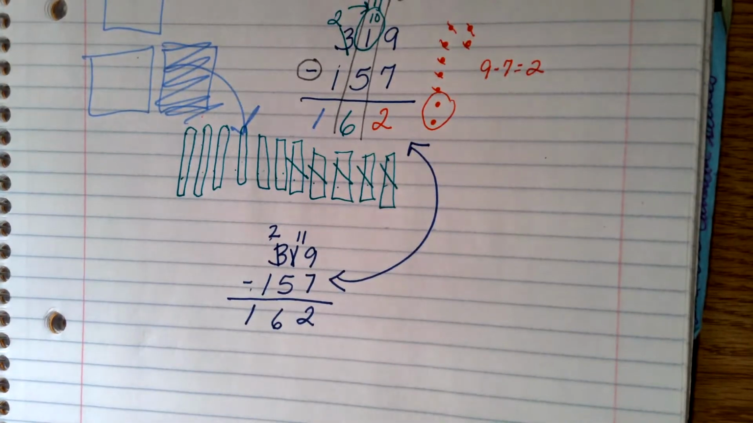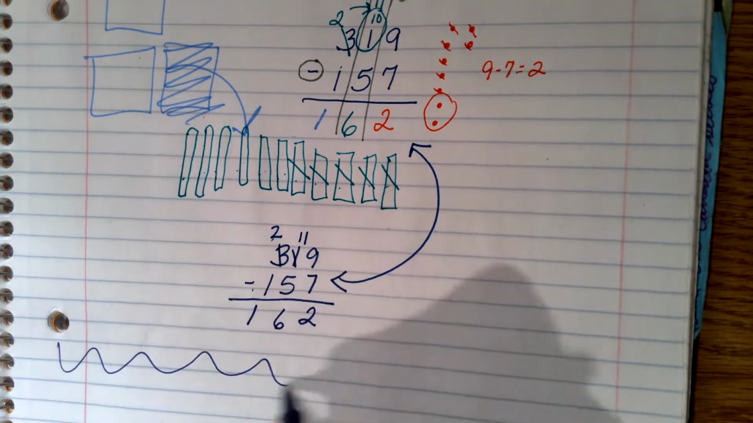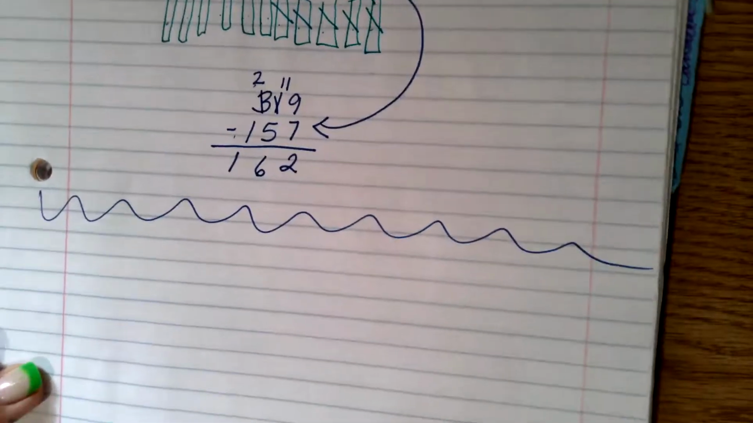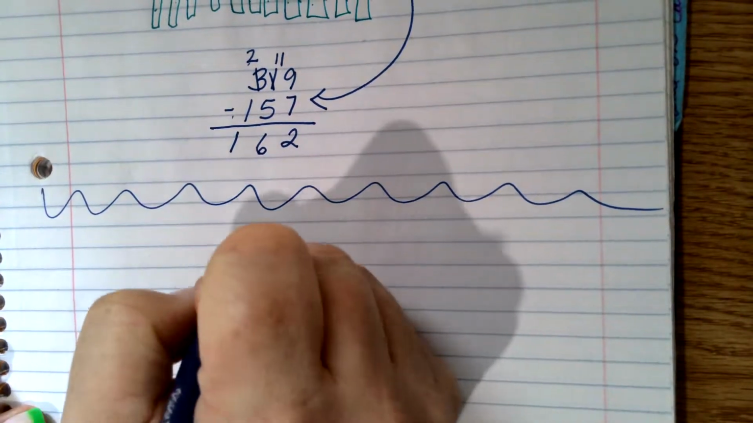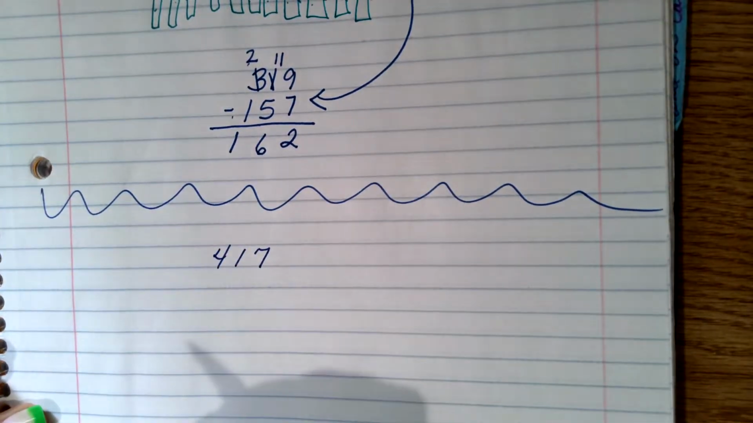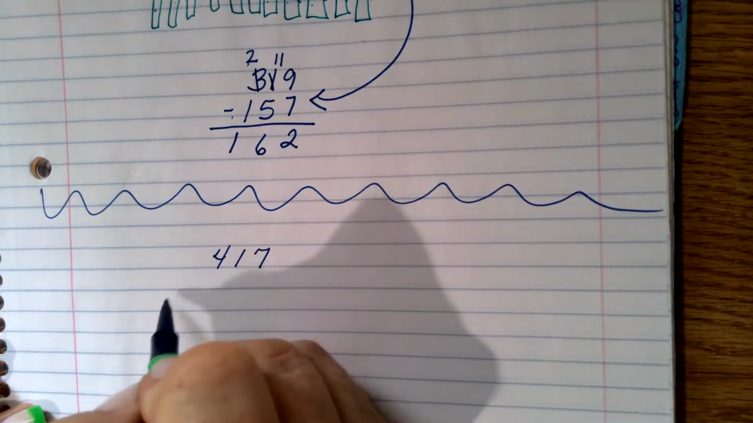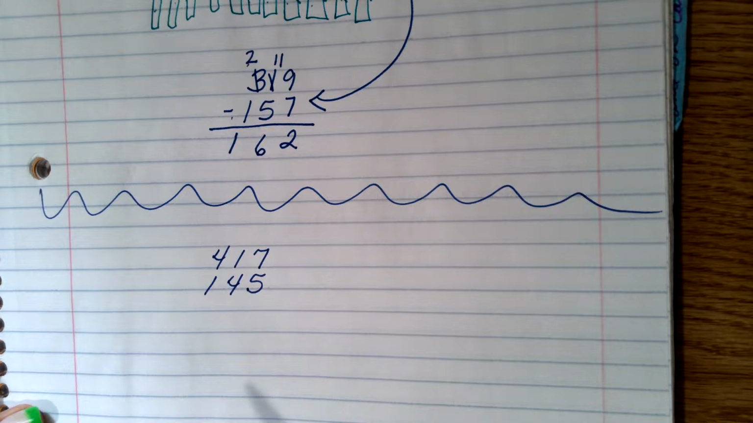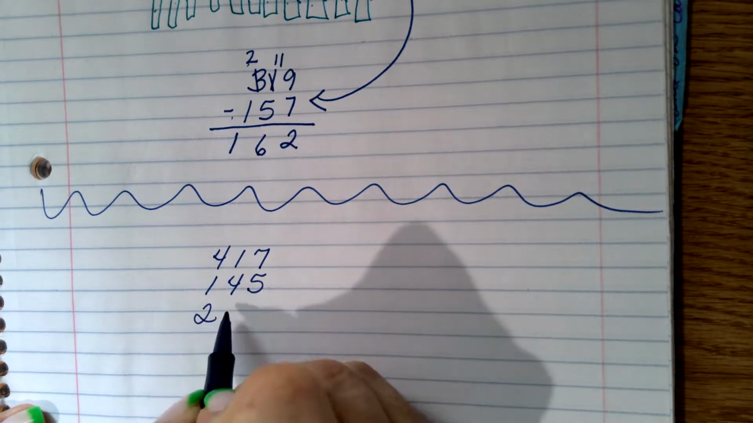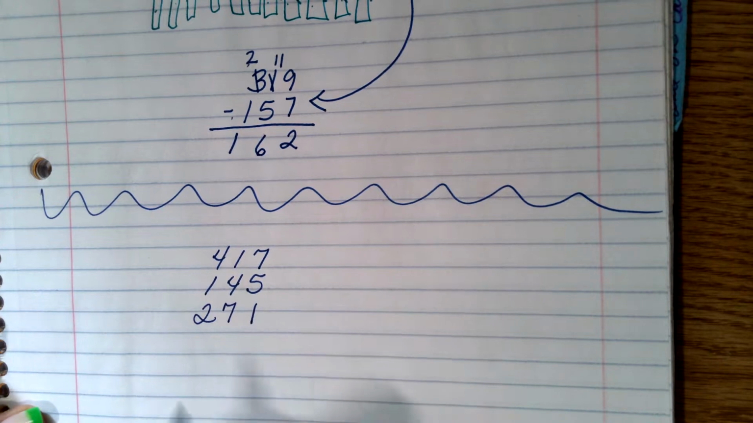All right. The next example that we would look at is adding more than 2 numbers together. So for instance, let me draw my squiggly line right here so I know we're done with that. This is with 3 addends, and I'm just going to make up random numbers. Let's say 417 plus 145 plus 271.